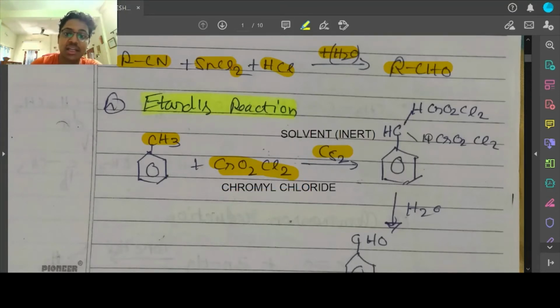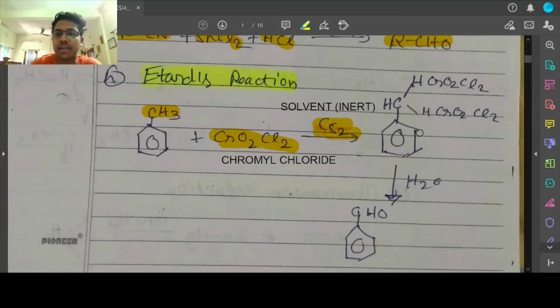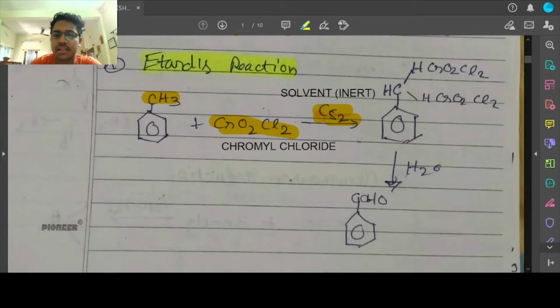Note that in the Etard reaction, we use an inert solvent, carbon disulfide. In its presence we have this reaction. There are three hydrogens, right? One hydrogen remains intact, and the other two hydrogens react with CrO2Cl2 and form this compound. This is a reaction intermediate, not the final product. On hydrolysis with water, it gives an aldehyde, benzaldehyde.